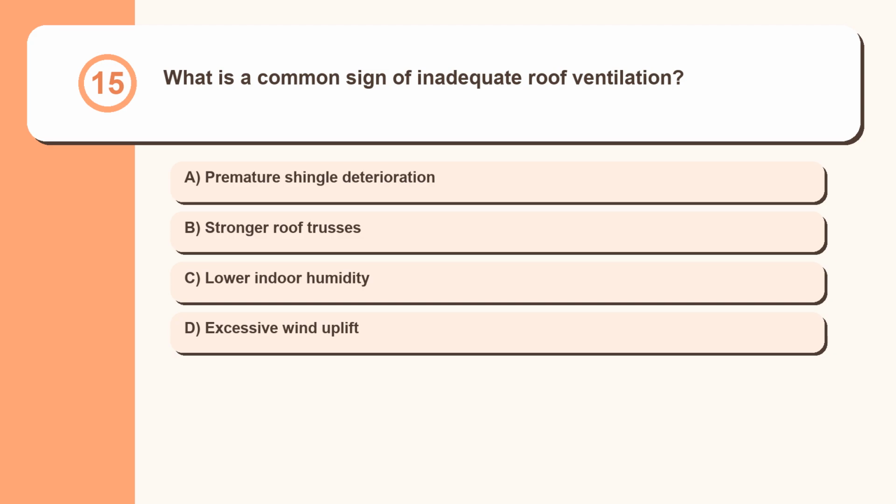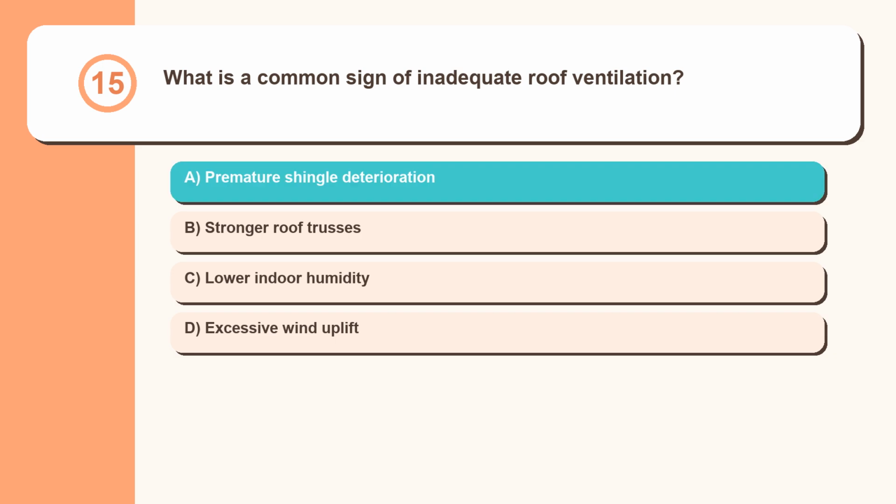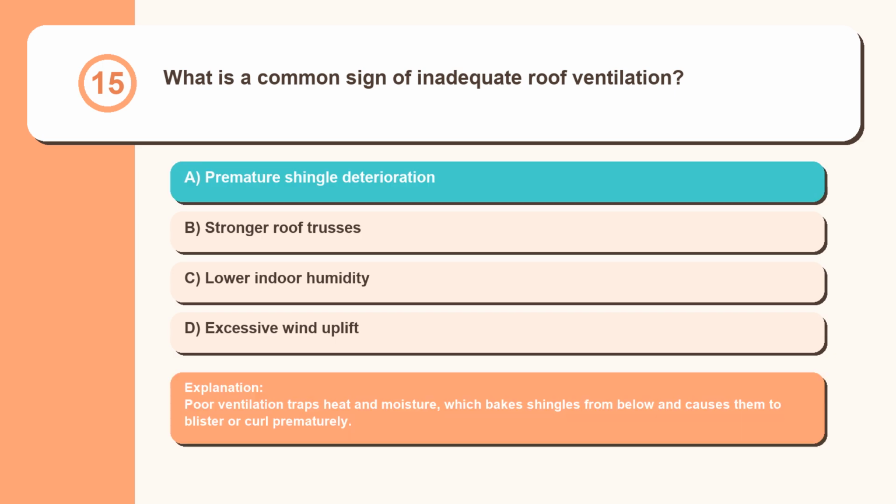Question 15. What is a common sign of inadequate roof ventilation? Premature shingle deterioration, stronger roof trusses, lower indoor humidity, excessive wind uplift. Poor ventilation traps heat and moisture, which bakes shingles from below and causes them to blister or curl prematurely.